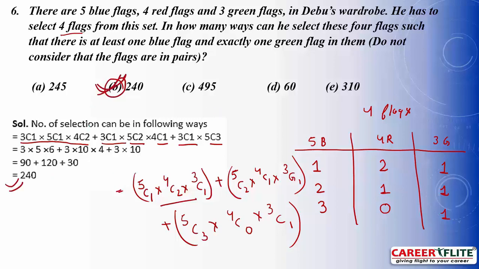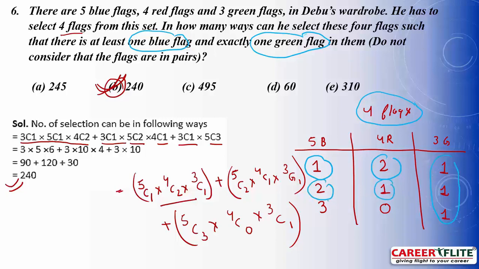So what we have done here is that first we have taken out the possible number of cases. Since it is given that 4 flags need to be selected from the set, the number of flags must be 4, and it is also given at least one blue flag and exactly one green flag. So green flag will always be 1 in all the cases, and blue flags need to be at least 1. In the first case blue flag is 1, red flag 2, green flag 1. Second case blue flag 2, red flag 1, green flag 1. Third case blue flag 3, red flag 0 because 3 plus 1 is 4 already. So the number of ways is 5C1 into 4C2 into 3C1, plus the second case 5C2 into 4C1 into 3C1, and in the third case 5C3 into 4C0 into 3C1. If you solve this you will get the value to be 240. So 240 is our correct answer.